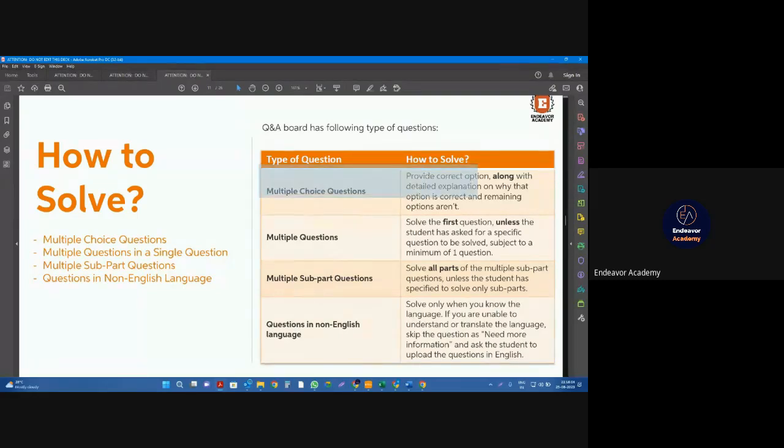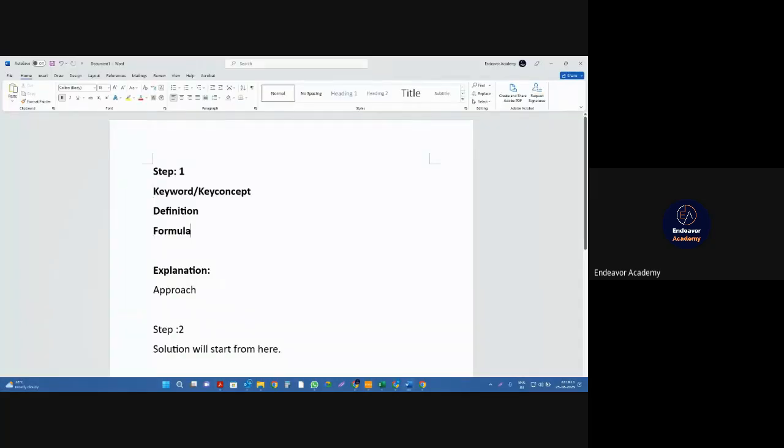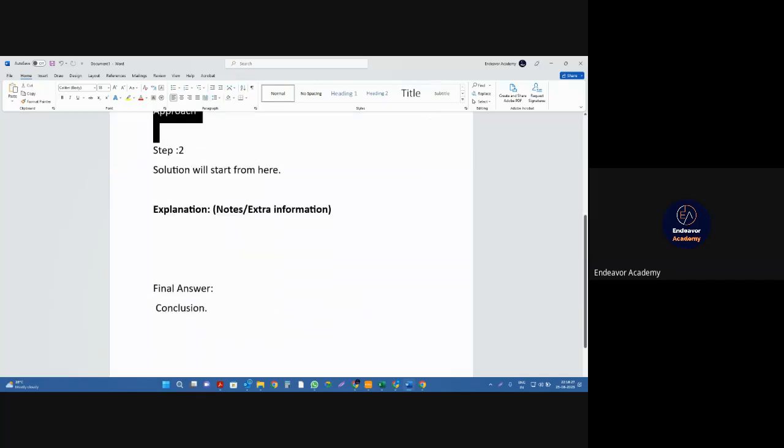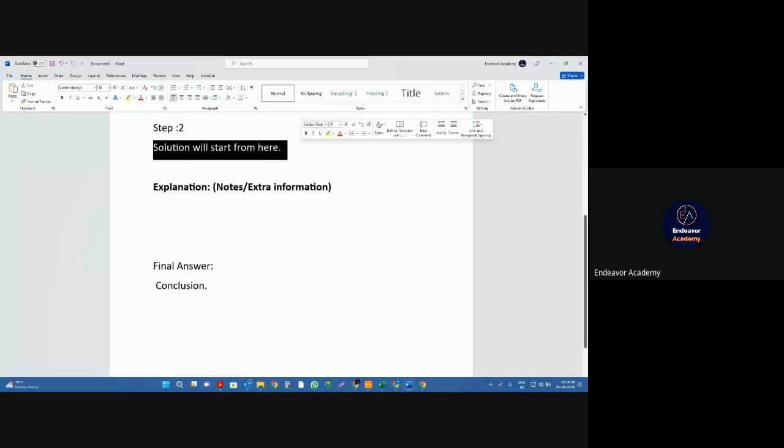So the next kind of questions that we will be getting is the multiple choice questions. Most of the questions you will be getting will be like this. A multiple choice question means there will be a question one, and there will be 4 options A, B, C, D, and we have to decide which option is correct and which is incorrect. So what will be the approach for that? Step one is common to all kinds of questions. Step two will be different for multiple choice questions.